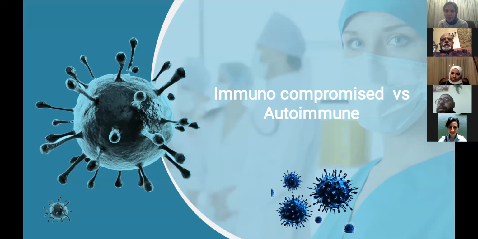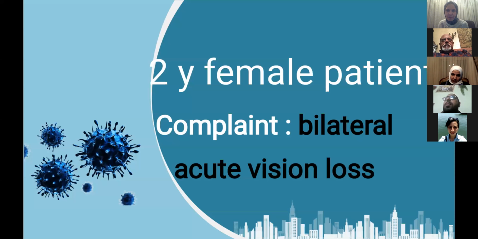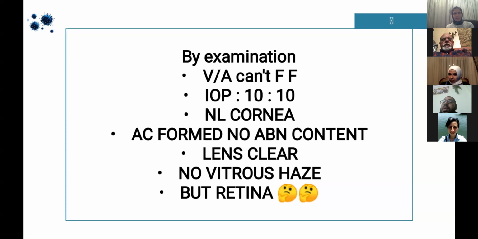Good evening, dear professors and colleagues. We will today talk about a case that came 5 days ago to our clinic. Female patient, 2 years old, complaint of acute loss of vision the day before she came at night. By examination, visual acuity: can't fix or follow. Intraocular pressure 10 bilateral. Cornea by examination was clear. By staining, no ulcers. AC formed, no abnormal content.